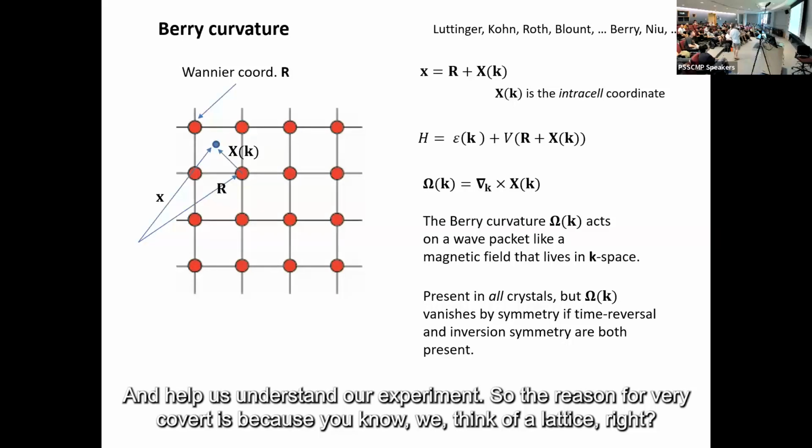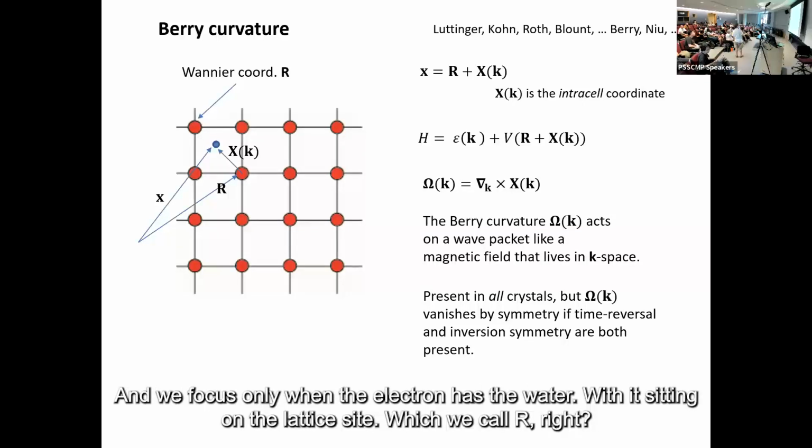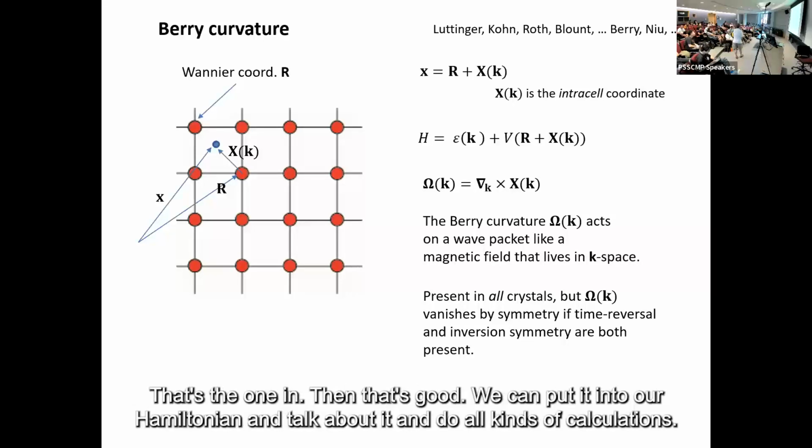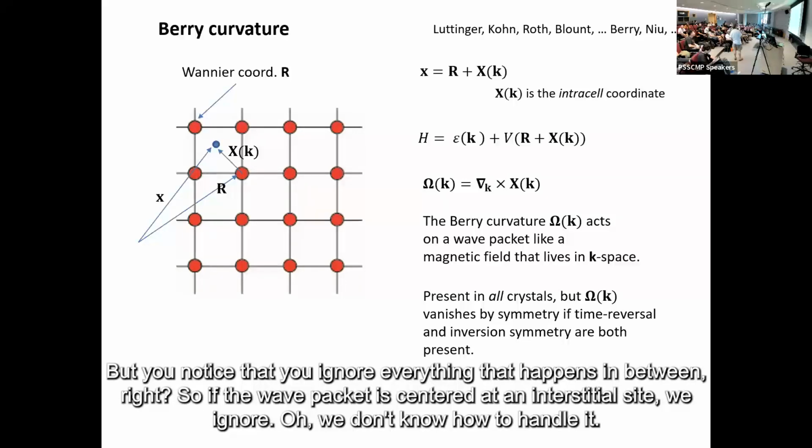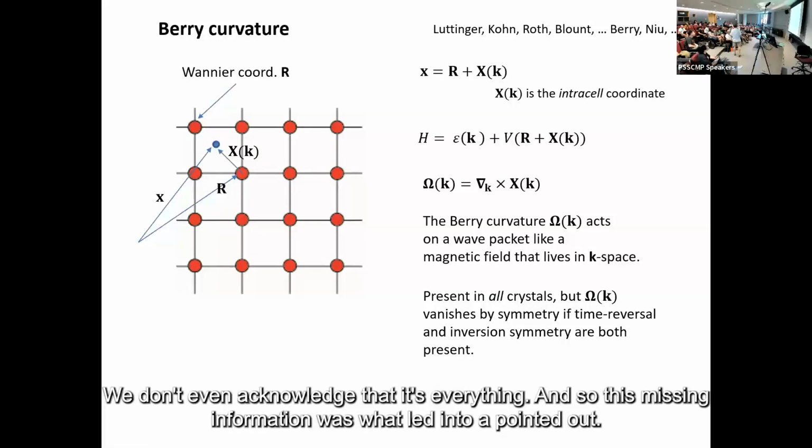The reason for Berry curvature is because we think of a lattice, right? And we focus only on when the electron has the Wannier coordinate, when it's sitting on the lattice site, which we call R. That's the Wannier coordinate. Then that's good. We can put it into our Hamiltonian and do all kinds of calculations. But you notice that you ignore everything that happens in between. So if the wave packet is centered at an interstitial site, we ignore it. We don't know how to handle it. We don't even acknowledge that it's ever there.